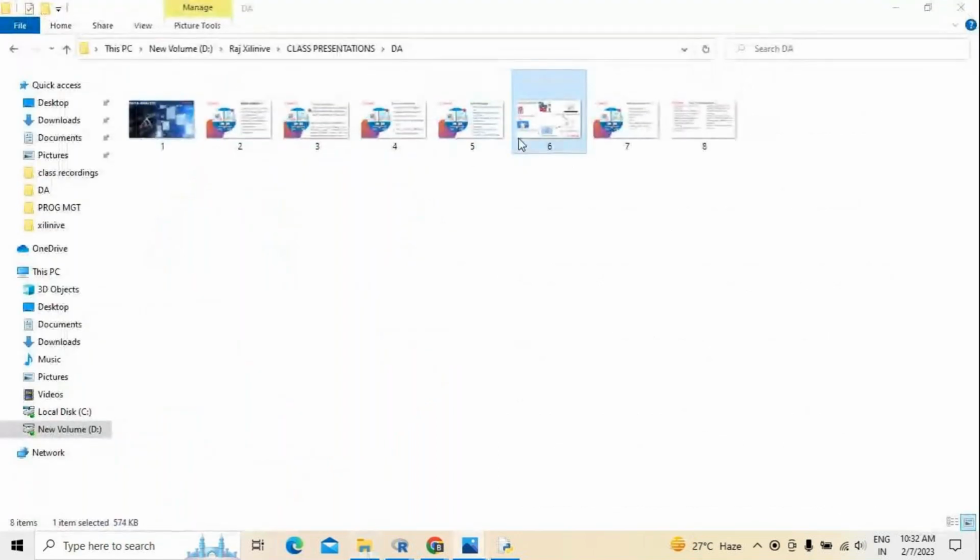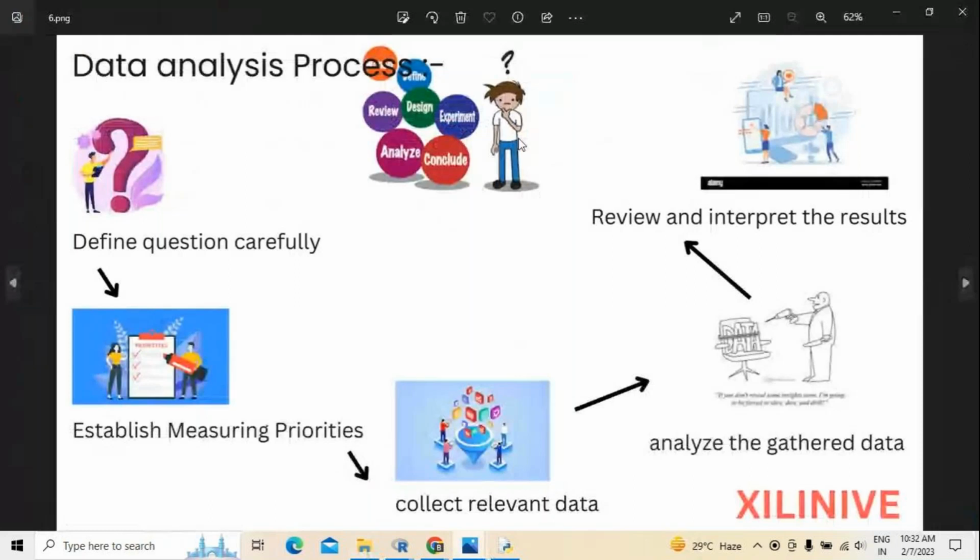Now, if you see the process of data analysis, this is how it looks. First of all, being a data analyst, the first thing is that we should define the questions carefully. What are the questions we want answers to? Because at the end of the day, for what reason are we doing all this? We need to get answers out of it. For that reason only we are doing all that. So we need to define the questions carefully. This is point number one.